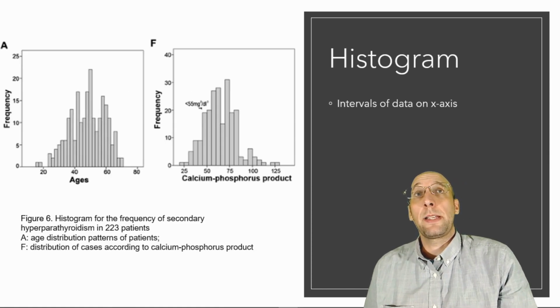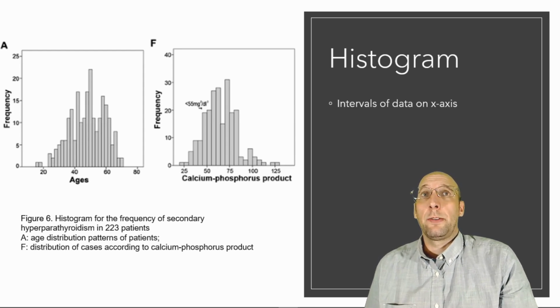Okay, the next type is a histogram. Histograms are often confused with bar graphs. Histograms, unlike bar graphs, often show quantitative data on the x-axis. However, they show intervals of data. Usually histograms in biology are used to show populations and how populations change.